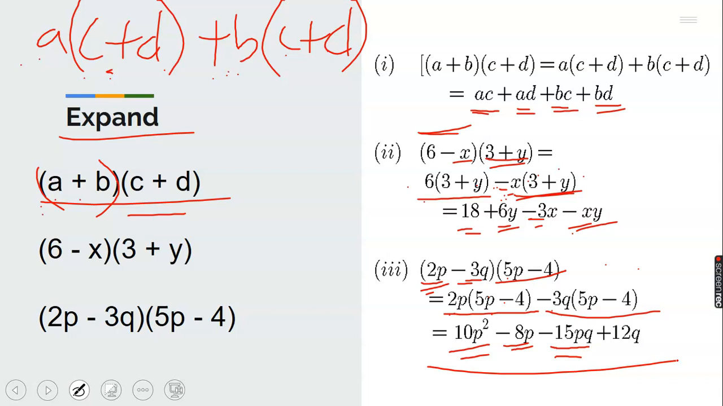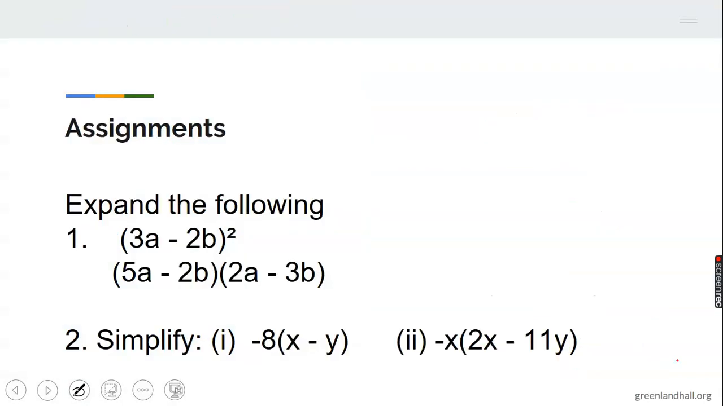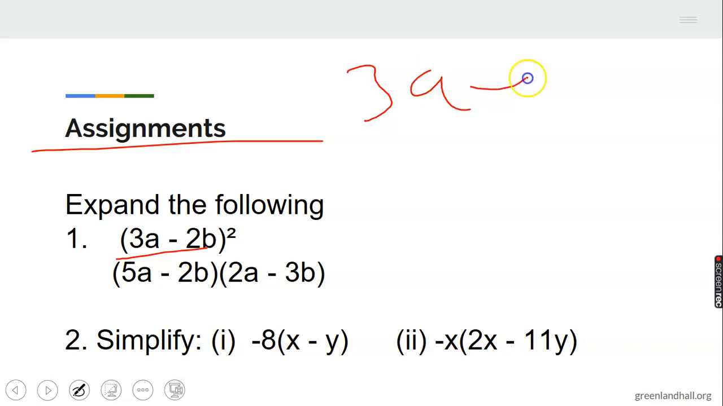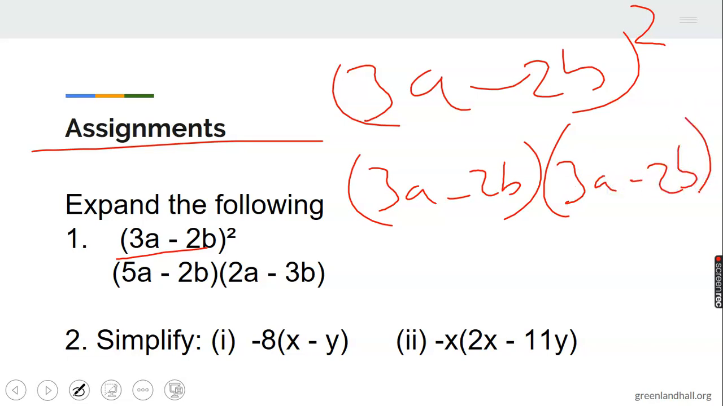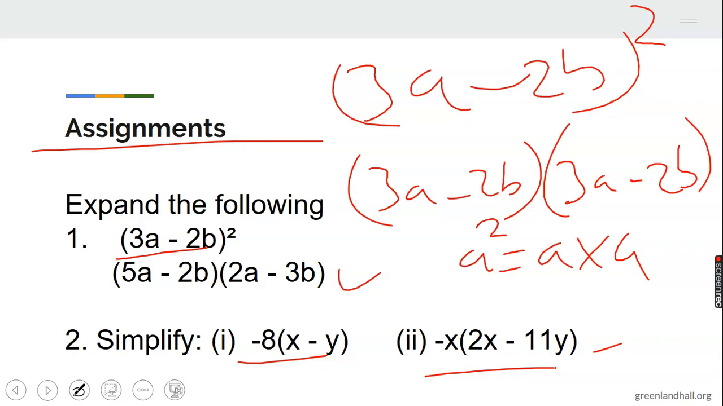Now, here is an example for you. Assignment: expand the following. Now, look at what you have here. 3a minus 2b squared is the same thing as saying 3a minus 2b, close bracket, 3a minus 2b, just like saying x squared equals x times x. And this also, simplify these two and send in your answer.